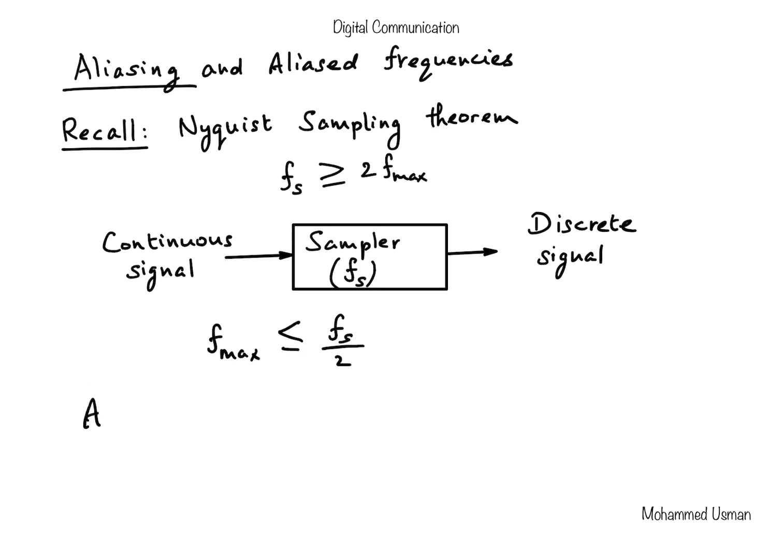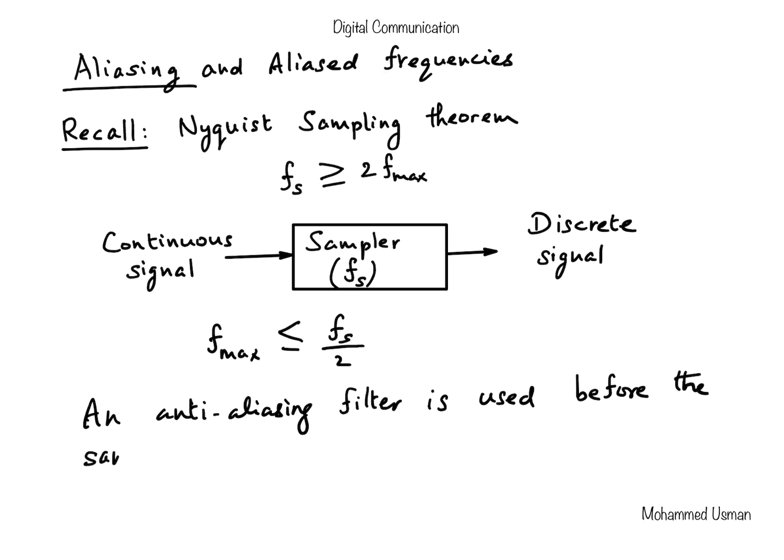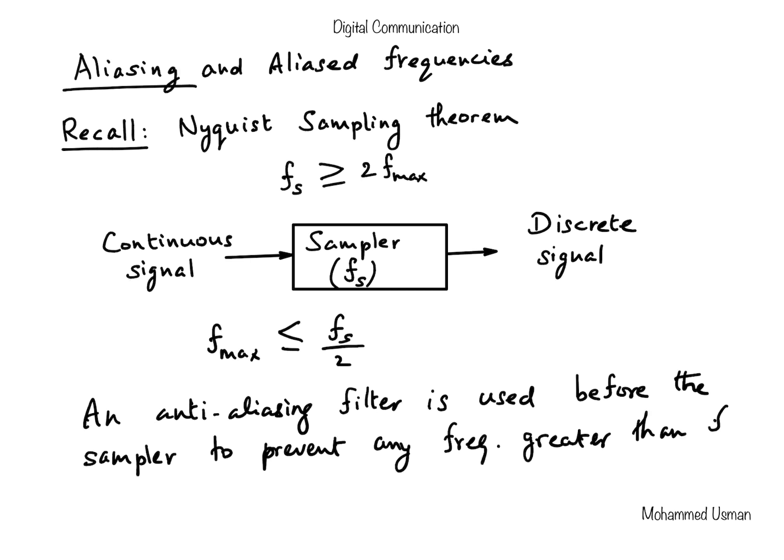So an anti-aliasing filter is used before the sampler to prevent any frequency greater than fs by 2, which is half the sampling rate, from entering the sampling system. Thereby aliasing can be avoided.